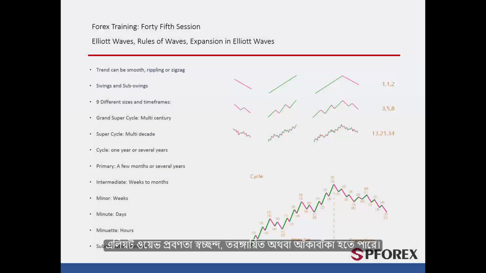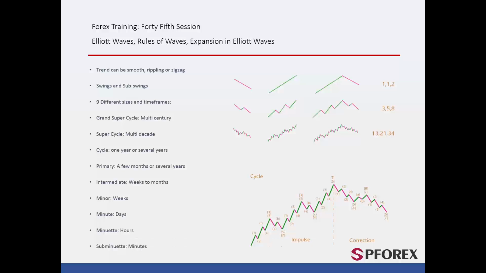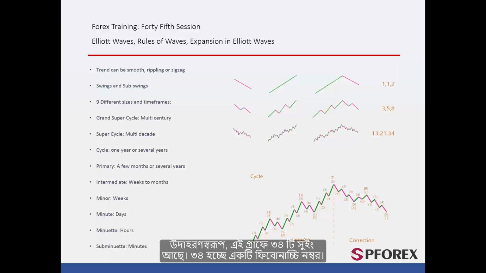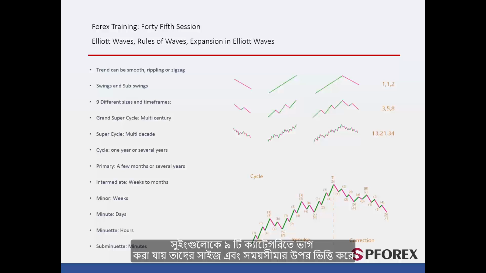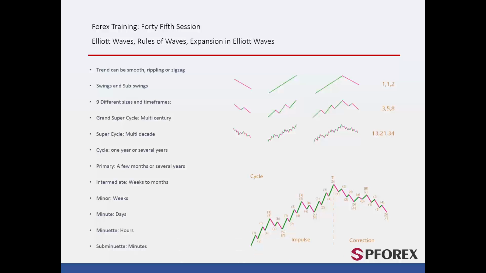An Elliott wave trend can be smooth, rippling or a zigzag. Each swing can include an Elliott wave pattern in its structure. For instance, in this graph there are 34 swings. 34 is a Fibonacci number too. Swings can be classified into 9 categories on the basis of their size and time frame.